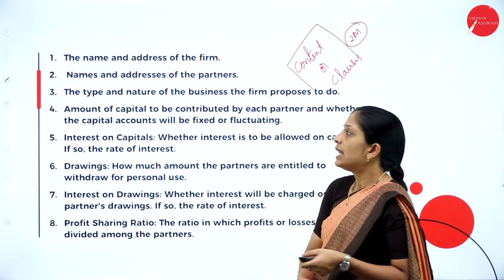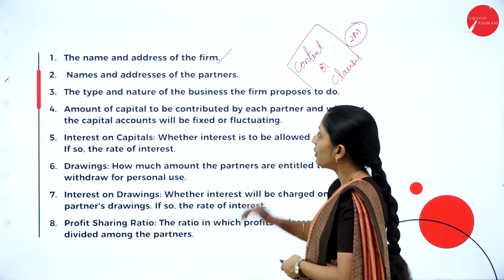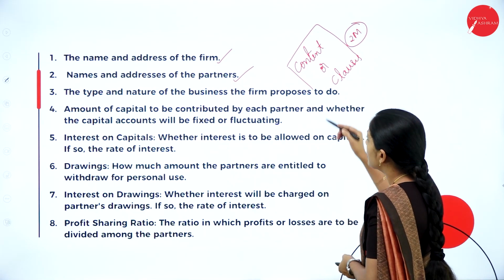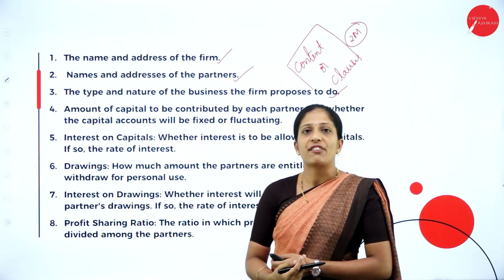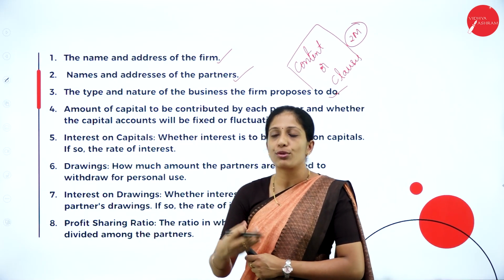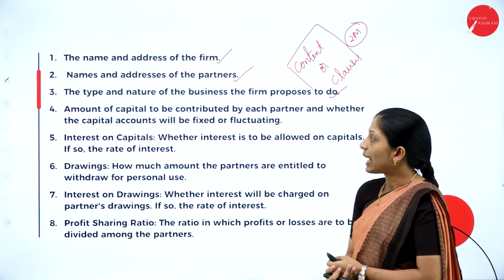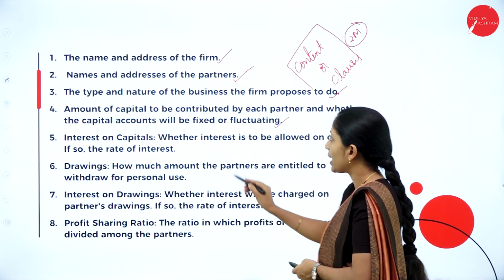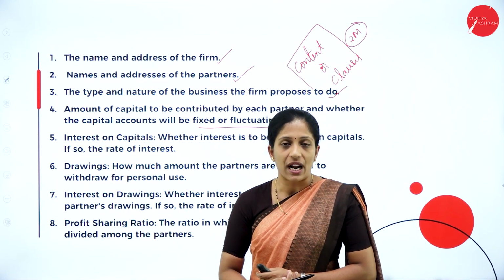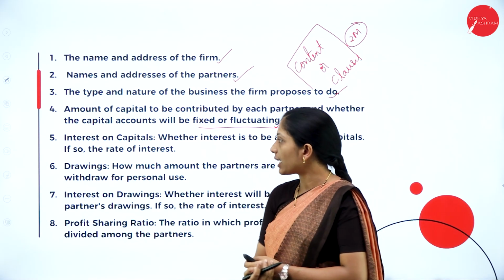If you see the first one, name and address of the firm: the partnership deed contains the name and address of the firm. Next, name and address of the partners. Next, the type and nature of the business the firm proposes to do, whether it is a manufacturing business or a trading business. So, what is the nature of business they are going to undertake? Amount of capital to be contributed by each partner and whether the capital accounts will be fixed or fluctuating. So, what is the amount of capital contributed by each and every partner and what type of account we are maintaining, whether fixed capital method or fluctuating capital method.